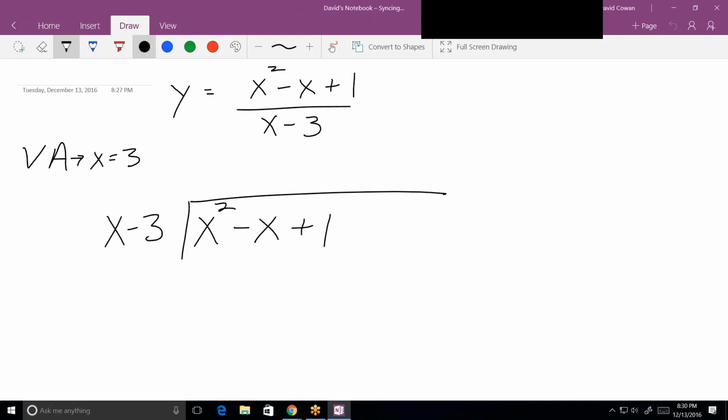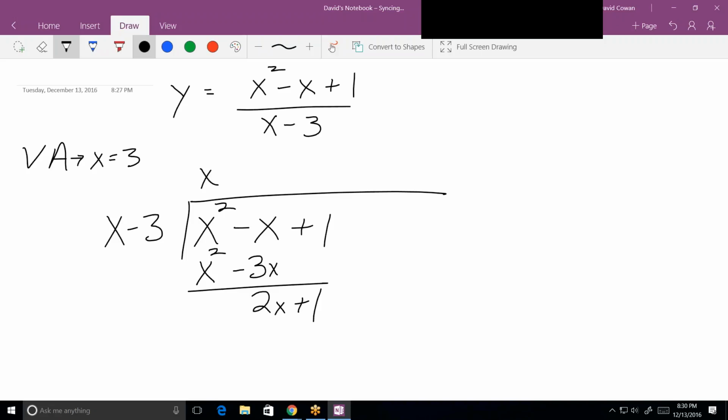Okay, so first you would find out what multiplies to become x squared. So that would just be x. And you put that. And then that would come out to x squared and negative 3x. And if you're subtracting that, you would add 3x to the equation. So it would become 2x, and you'd bring down the 1.